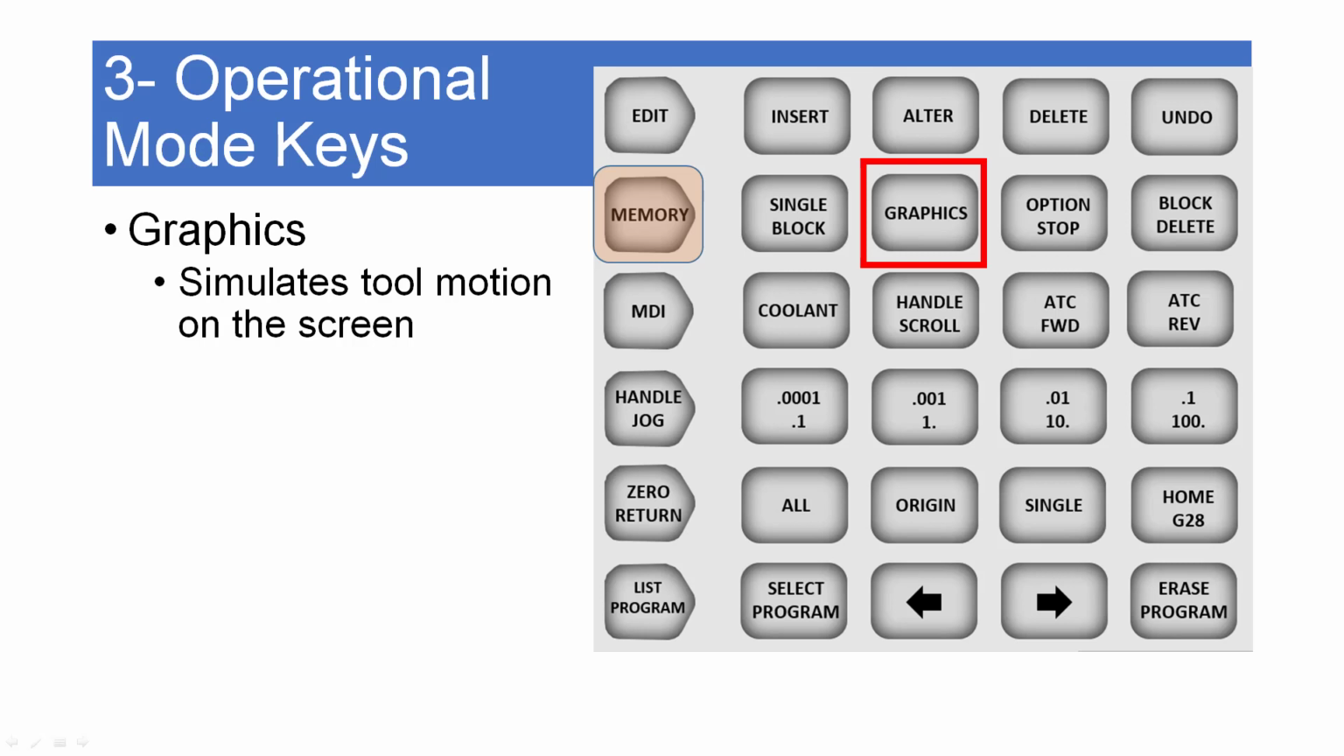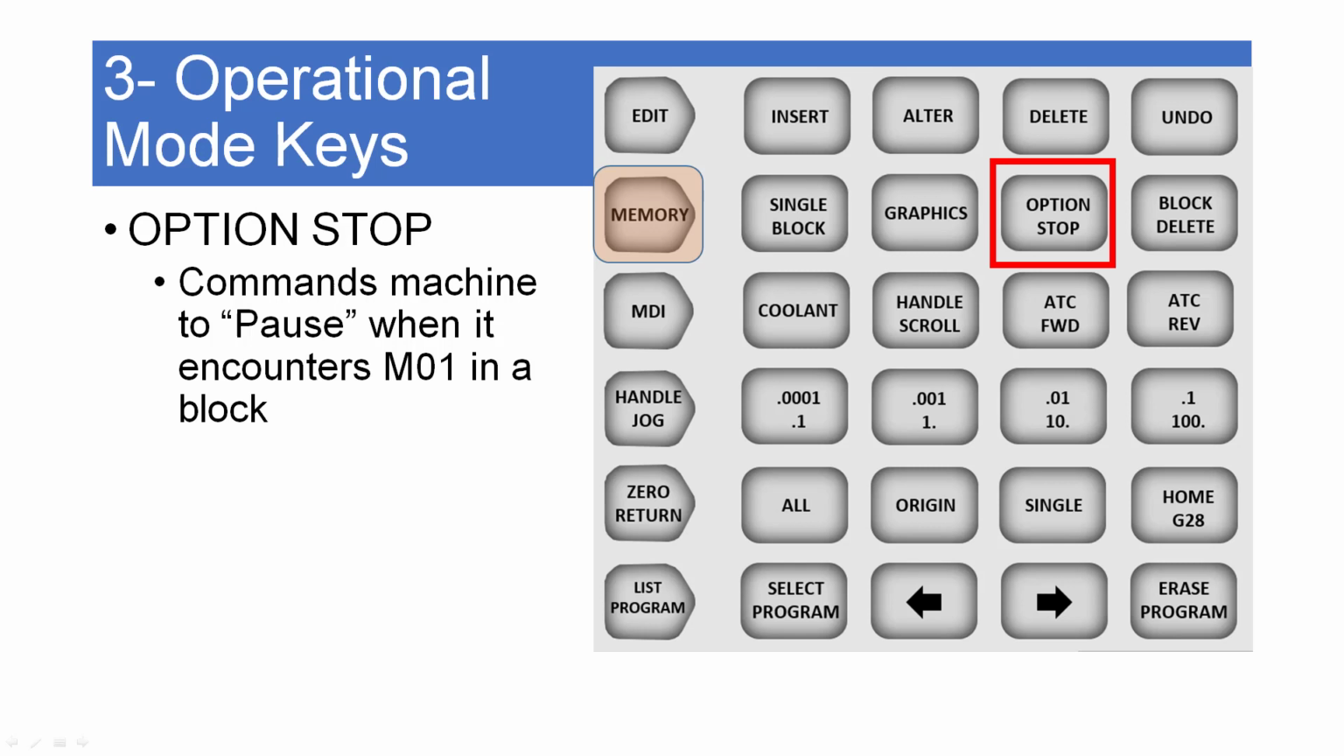Graphics mode is on the next gen control mill only in this location. This mode will enter into a graphics mode where no motion will occur, but the toolpath is traced on the screen, which is useful for proving out simple programs. For classic control, this is labeled dry run, which is not frequently used in our environment.